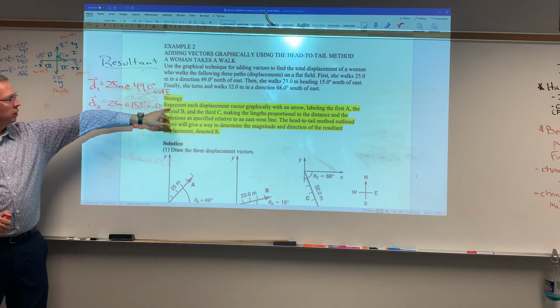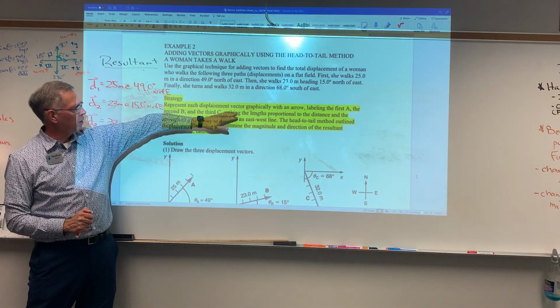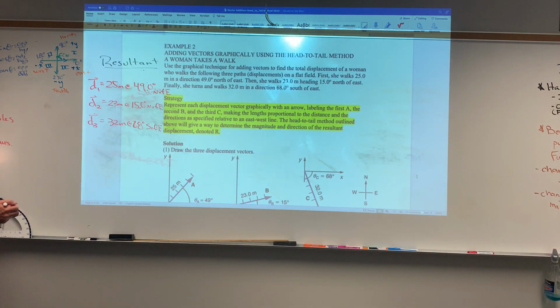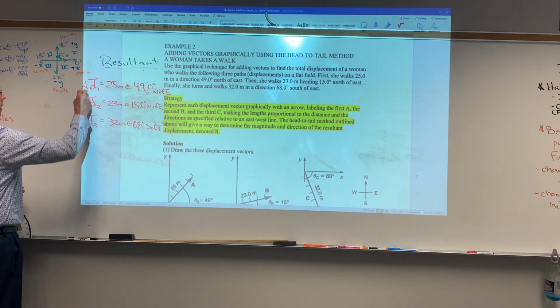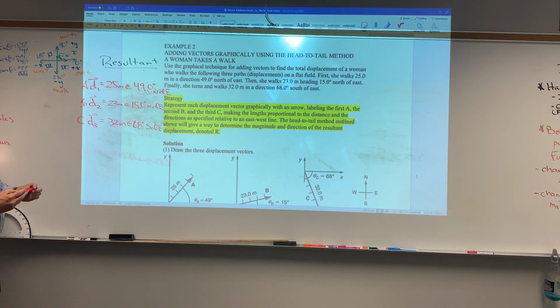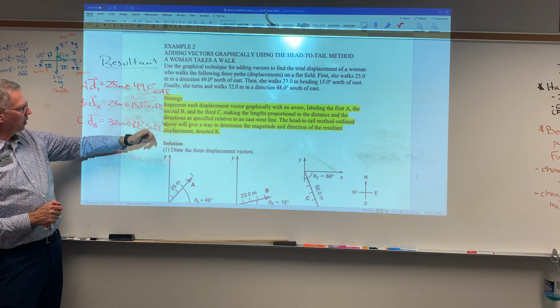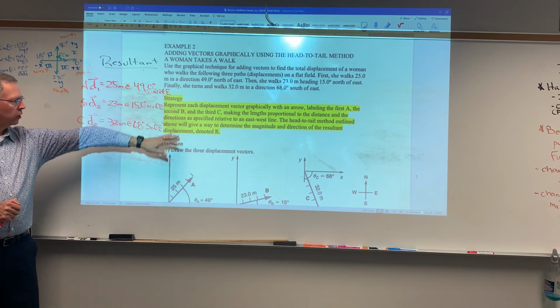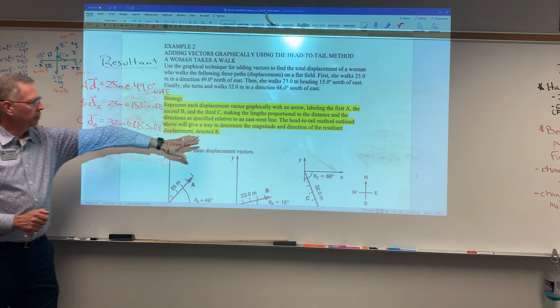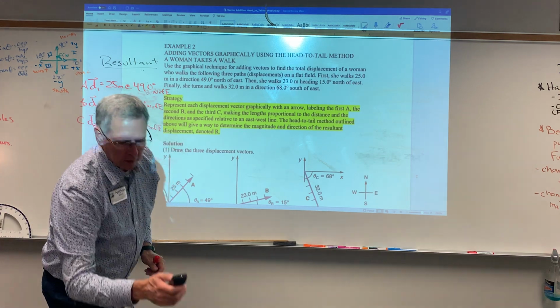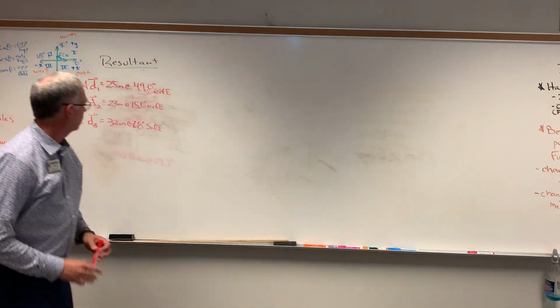Okay, so strategy: represent each displacement vector graphically with an arrow. They say label them A, B, and C. Making the lengths proportional to the distances that are given, and at the direction that's specified. The head-to-tail method outlined above will give a way to determine the magnitude and direction of the resultant vector. Okay, so let me blank the screen out, and we'll do that one together.